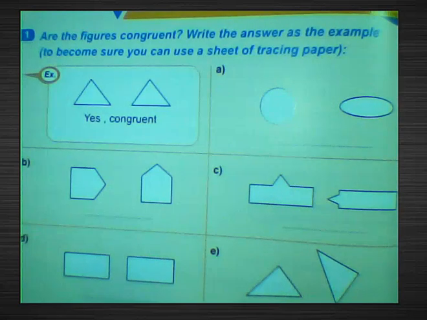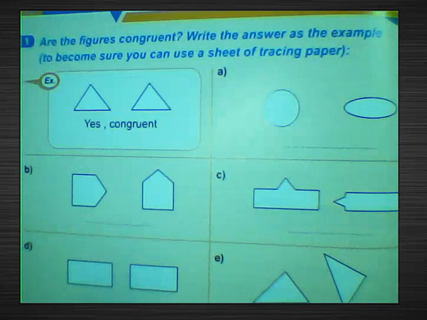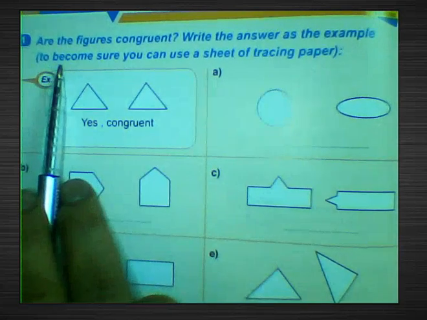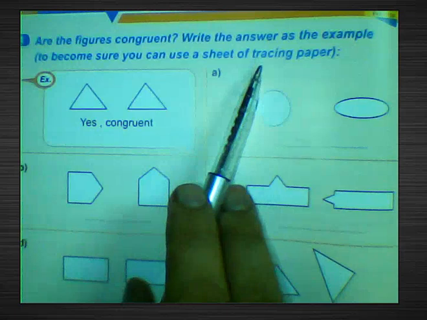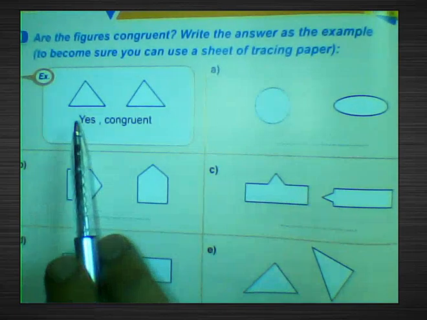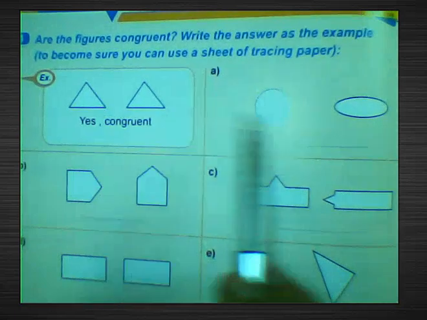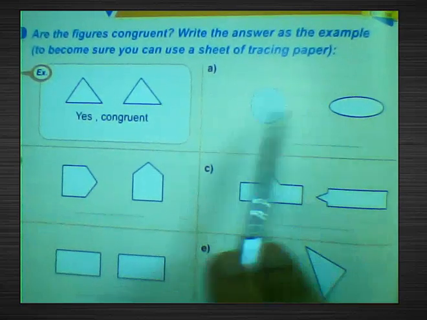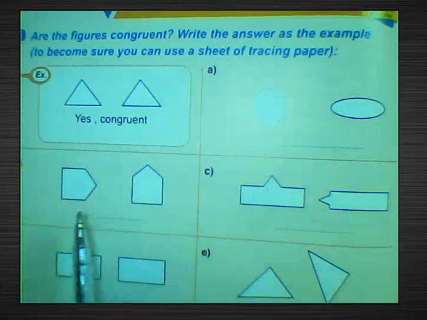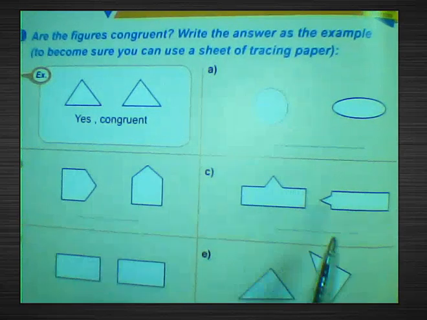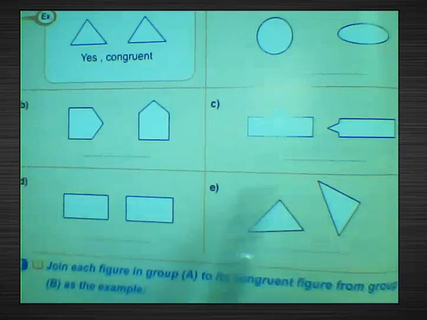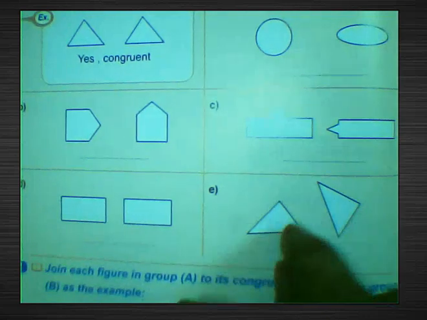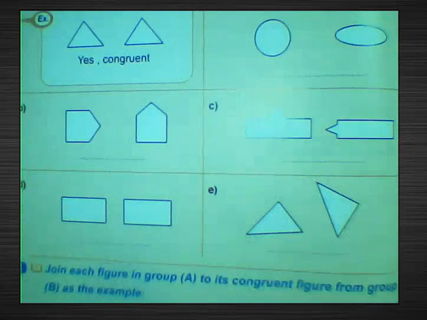Look at these examples. Are their figures congruent? Write the answer as in the example. To become sure, you can use a sheet of tracing paper. Congruent? Yes or no? It's no, because it's a circle and not a circle. Yes, congruent. No, not congruent. Yes, congruent. And this, yes, congruent if you rotate it, and this triangle is congruent with this.